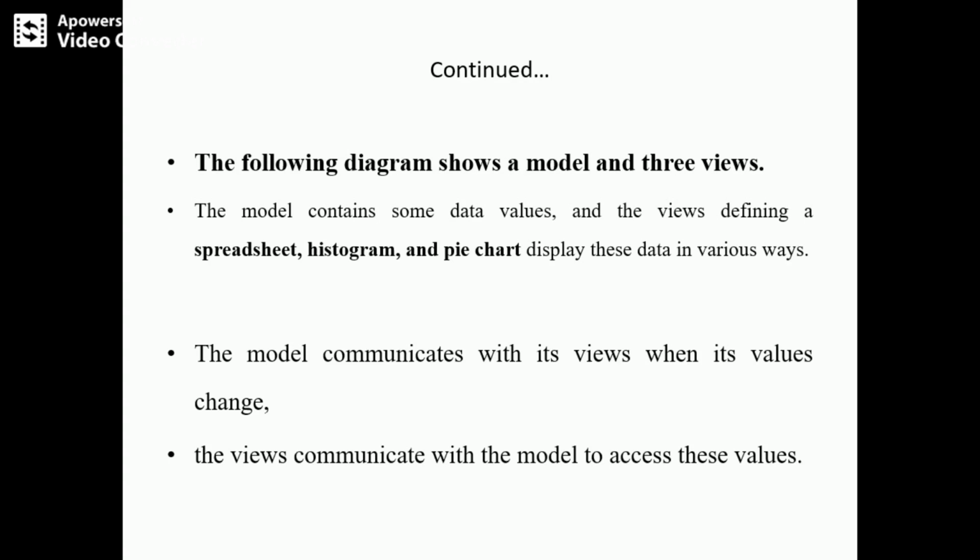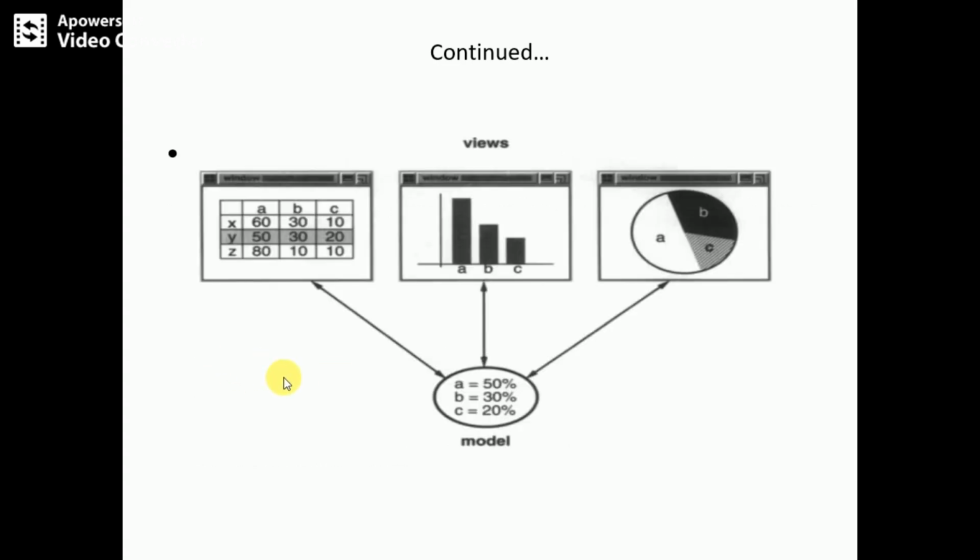It shows the model and 3 views. The model contains data values, and the views define the spreadsheet, histogram, and pie chart, which display the data in various ways. The model communicates with its views when the values change. The views communicate with the model to access these values. So these are the diagrams.